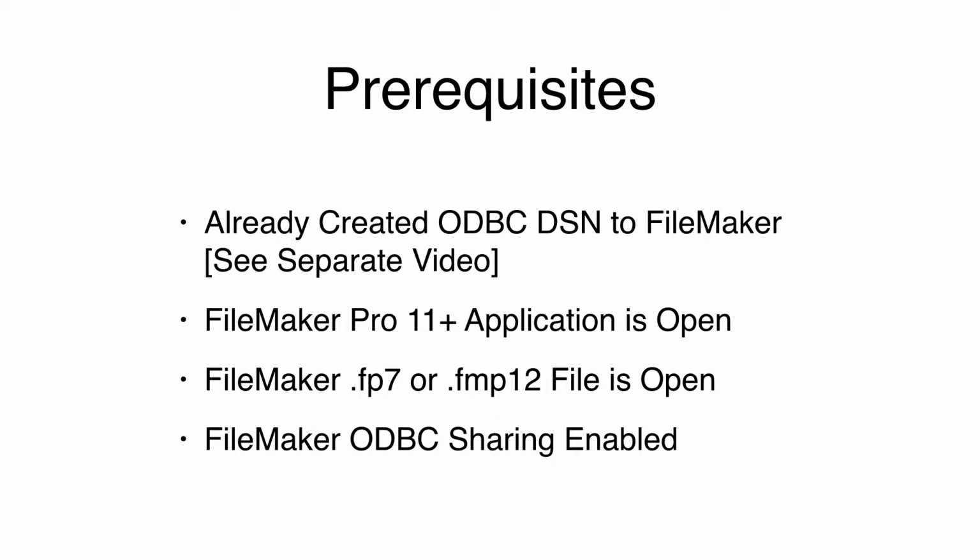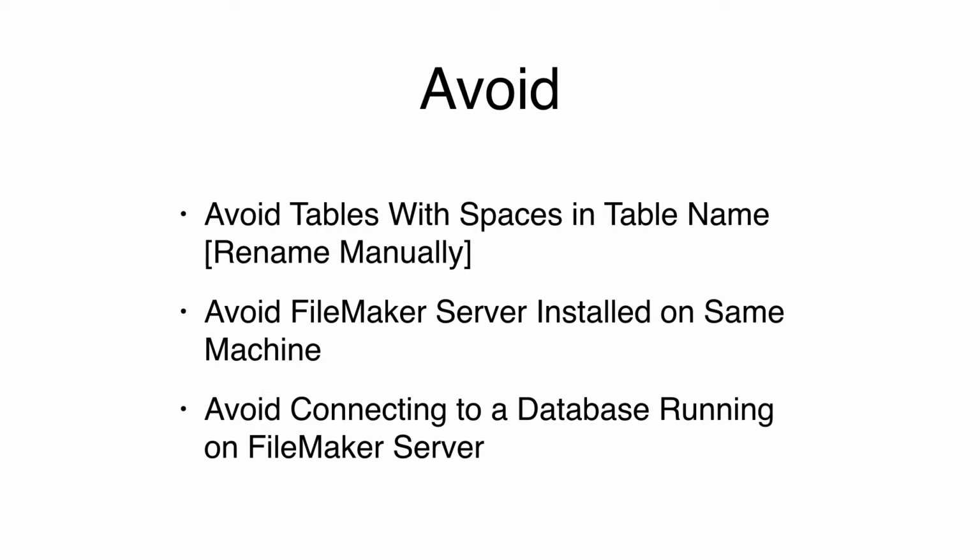This procedure assumes that you have already created an ODBC DSN as shown in another video, that your FileMaker FP7 or FMP12 database is open in FileMaker Pro, and that you have FileMaker ODBC sharing enabled. You will need to manually rename table names to remove spaces within FileMaker.